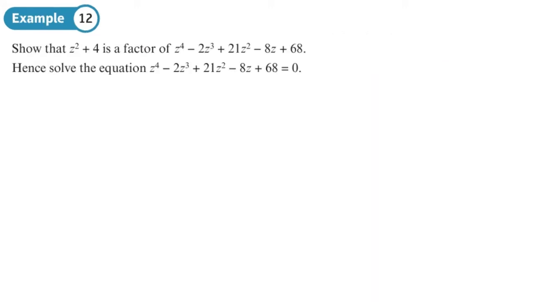Okay, I'm going to show that z squared plus 4 is a factor of that quartic, and then carry on and completely solve it. So the way I'm going to show that it's a factor is I'm going to use long division, and if it's a factor, after I do long division, there should be no remainder.